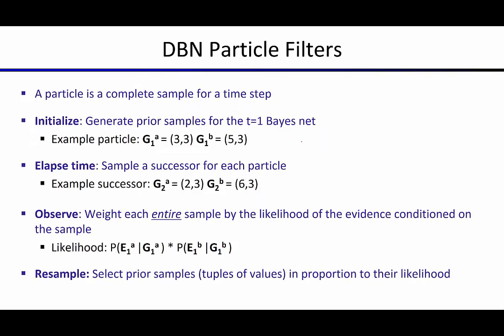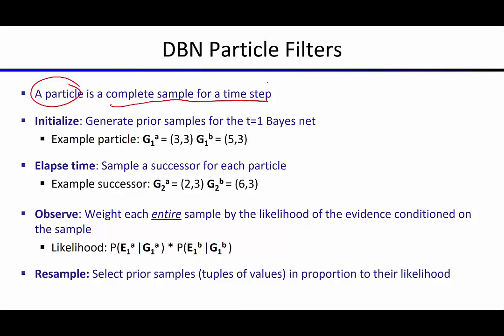In practice, often this is too expensive, and so you might want to generalize the idea of particle filters to dynamic Bayes nets. Really important idea here. A particle in a dynamic Bayes net is a complete sample for a time step. So when we have 4 ghosts, a single particle will represent the location of all 4 ghosts. So we don't have a separate particle per ghost. We have one particle representing all ghosts. You might have more than one particle, but each individual particle will have all ghosts in it.